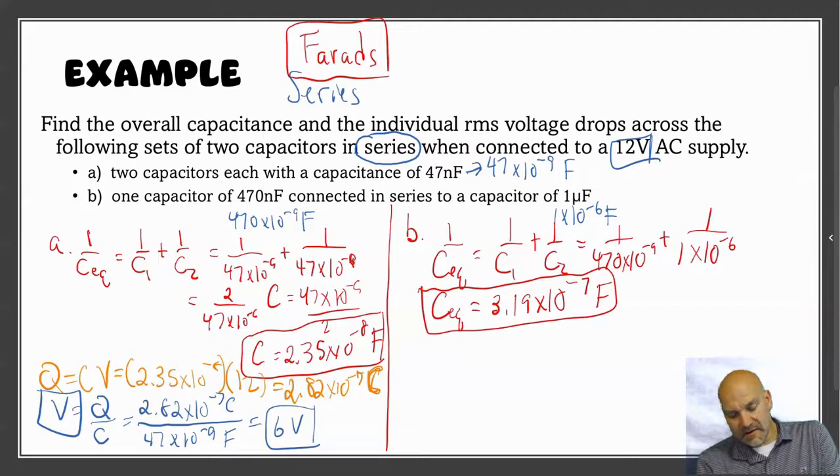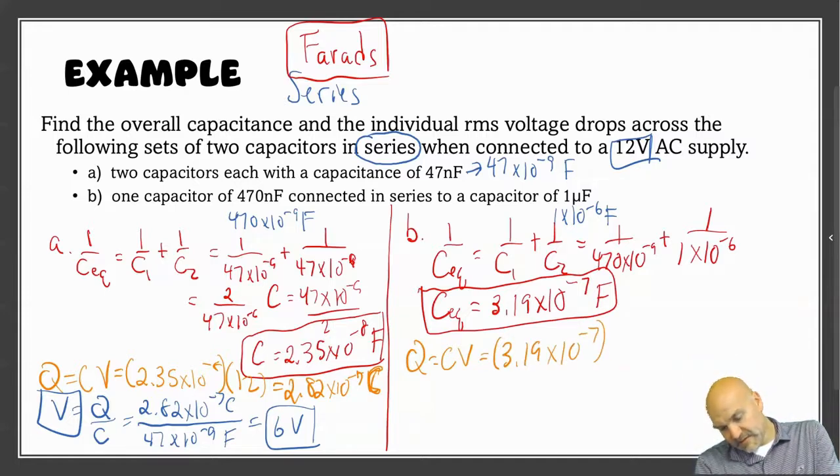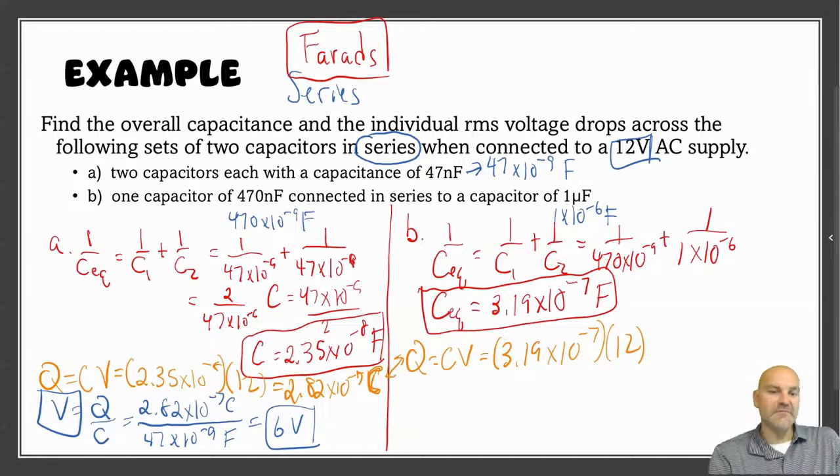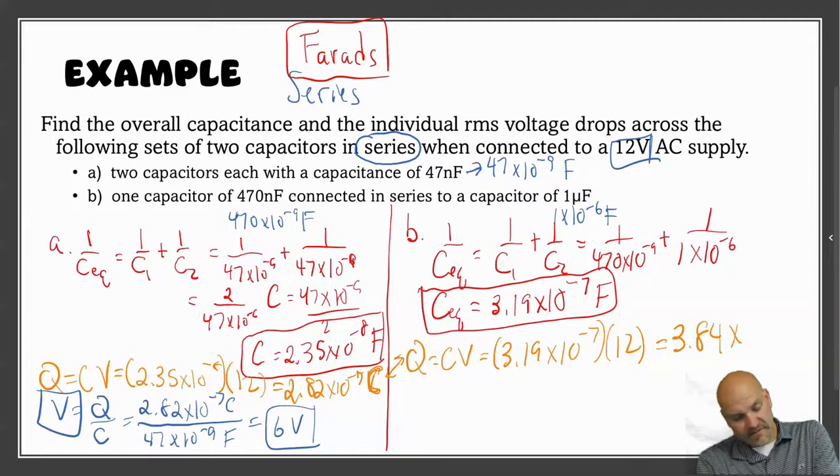Now I take that number again, Q equals CV. And so I'm going to solve this, so I have 3.19 times 10 to the negative seventh times 12. Again, this step here, what's in orange, allows me to find the total charge that is going to be stored on those capacitors. And so I get a total charge of 3.84 times 10 to the negative sixth coulombs.